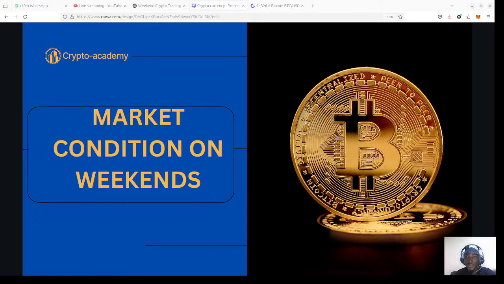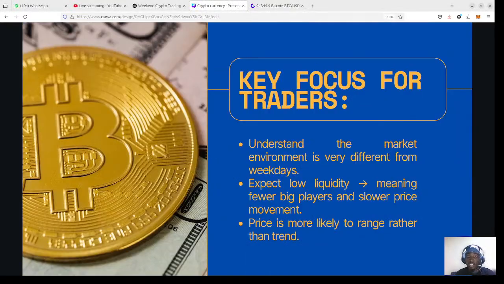Basically, as you know, we have a lot that we normally use while trading. We have different fundamental and technical analysis. For today, we are going to look into those in more detail. We'll be looking into different strategies, and for your information, as a trader you need to understand and focus on various things, especially while trading on weekends. One thing you need to understand is that the market environment is very different from weekdays.